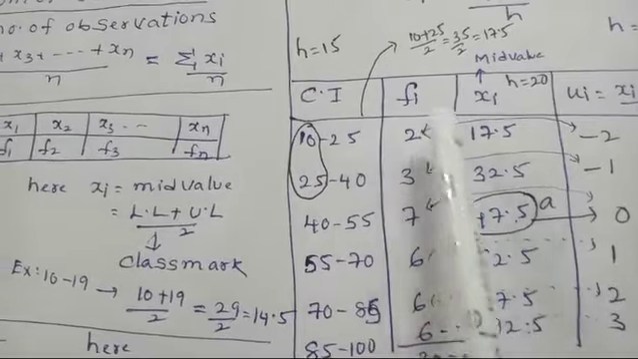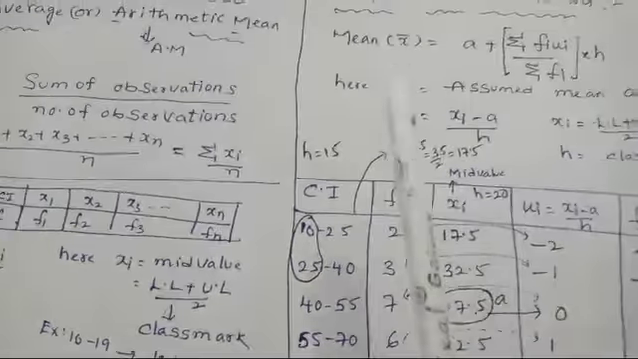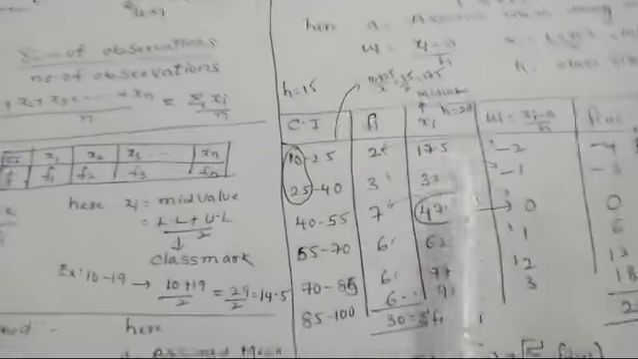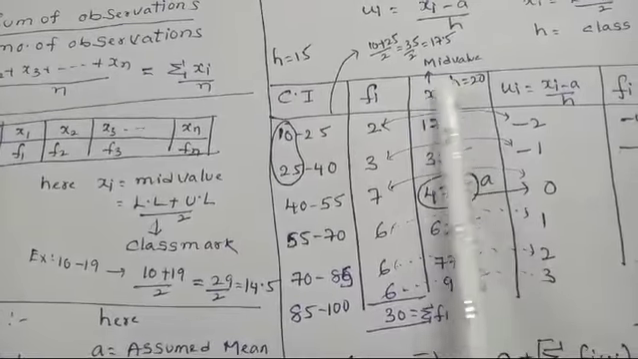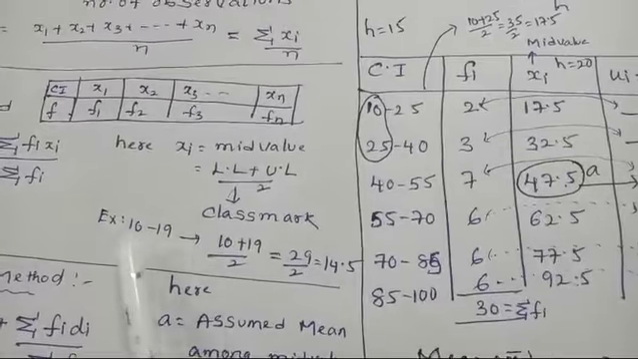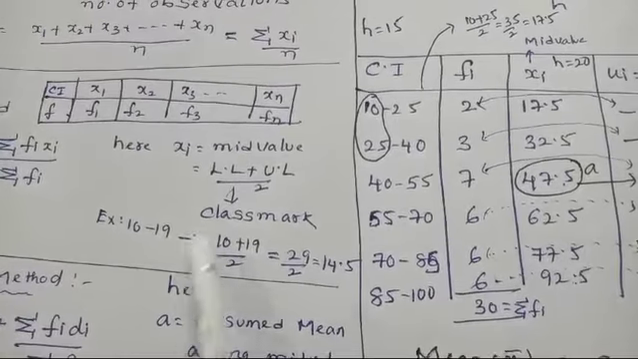So the class intervals are given and the frequencies are given. To find the mean we want to find the mid values. How do we find them? I already explained the mid value: lower limit plus upper limit divided by 2.